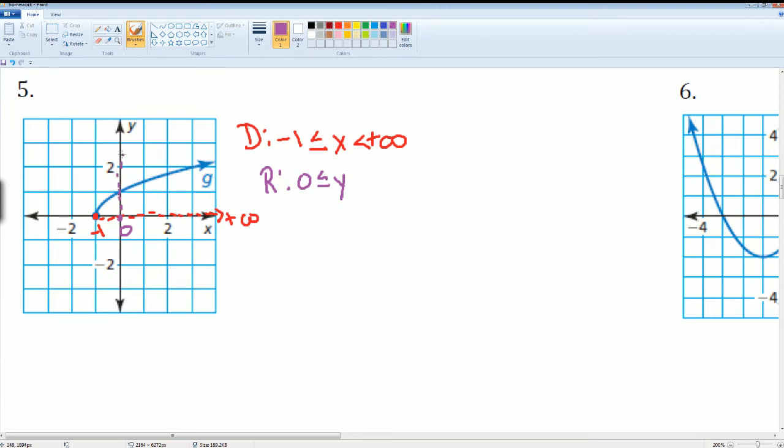Does it stop? Nope. It keeps going, keep going, keep going. Look at the arrow. It keeps pointing up. This goes all the way to positive infinity. All right? Let's look at the end behavior.